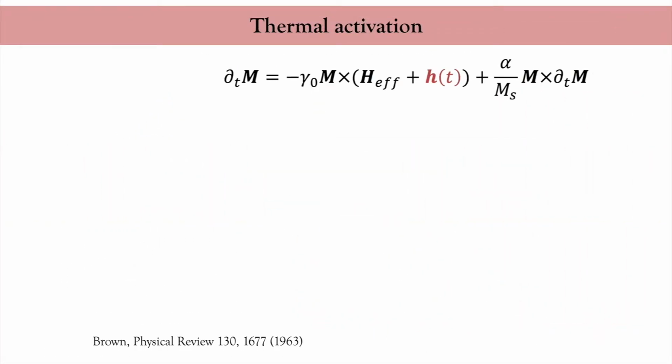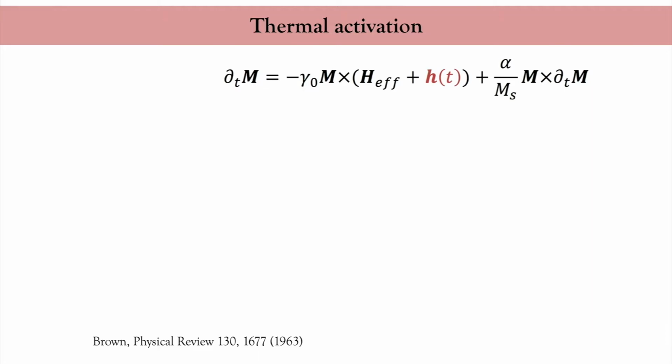An important mechanism that is completely overlooked by the Stoner-Wohlfarth model is thermal fluctuations. This is a process we have already seen in the previous lecture on magnetic phase transitions, and we know that when these fluctuations are large enough, they can even quench the magnetic order.